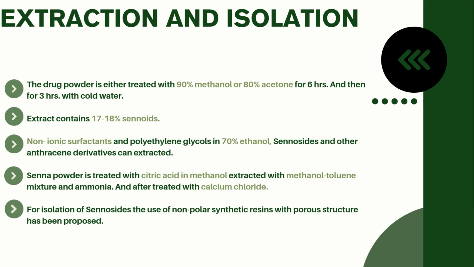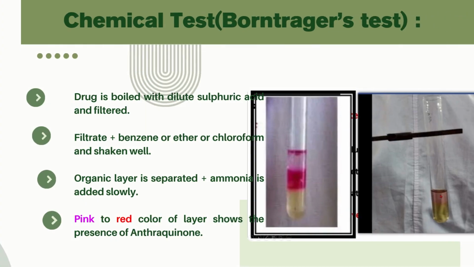Alternative extraction methods use non-ionic surfactants combined with polyethylene glycol in 70% ethanol to efficiently extract sennosides and related derivatives. For isolation, further treatment with citric acid in methanol and subsequent extraction using a methanol toluene mixture, ammonia, and precipitation with calcium chloride is performed. Non-polar synthetic resins with porous structures are also proposed for industrial scale isolation, paving the way for highly pure senna-based pharmaceuticals.